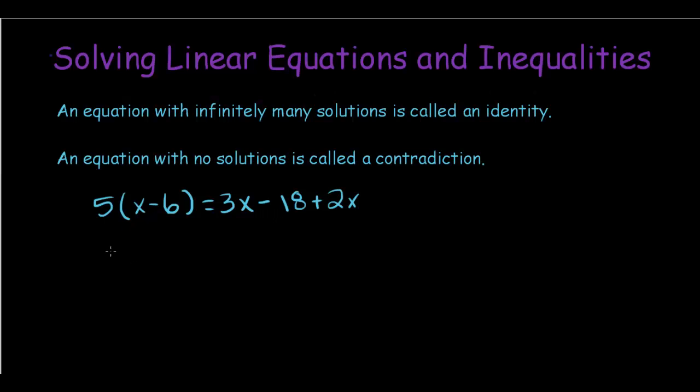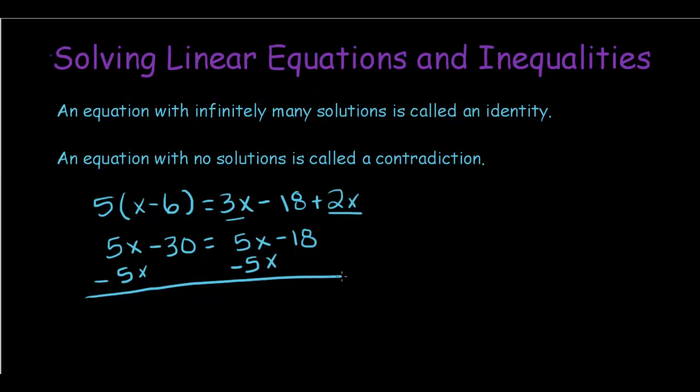So 5 times x is 5x, 5 times negative 6 is negative 30, equals, we're going to combine these two like terms. 3x plus 2x is 5x minus 18. Now, of course, I want to have all the variables on one side, so I'm going to subtract 5x from both sides, and that's going to give me a negative 30 equals negative 18.